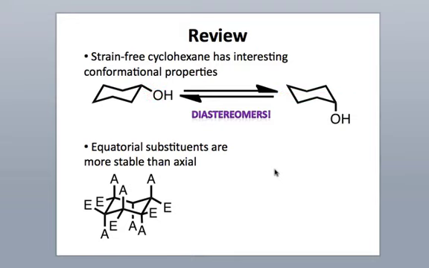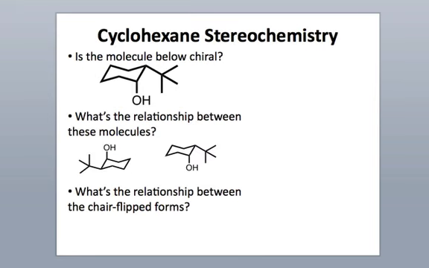Today what we're going to look at is the stereochemistry of cyclohexanes. Cyclohexane stereochemistry is interesting because substitution patterns around a cyclohexane ring can actually illustrate many of the principles we've talked about in terms of stereoisomerism.